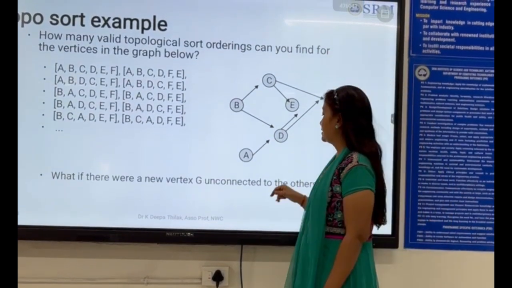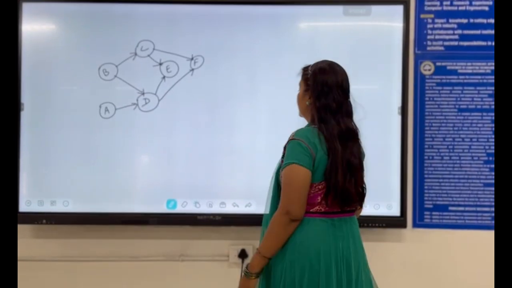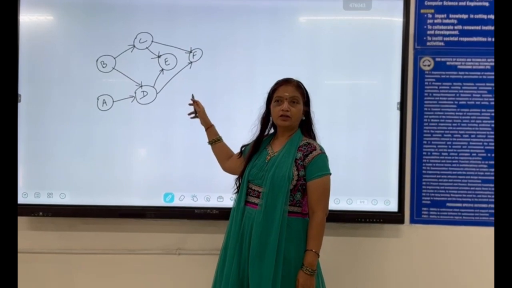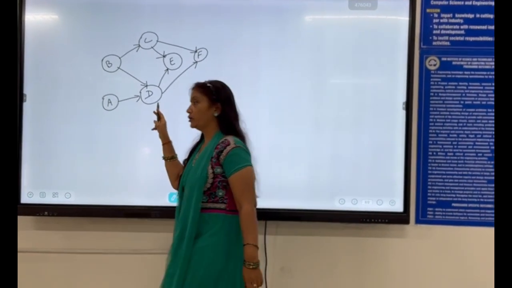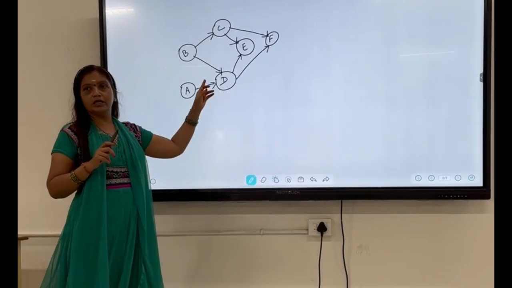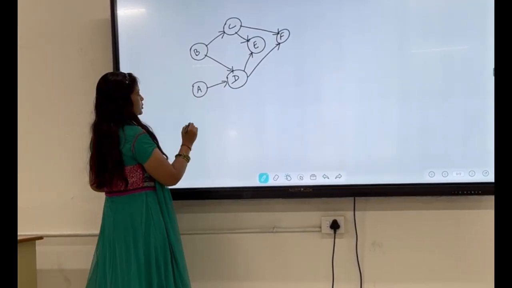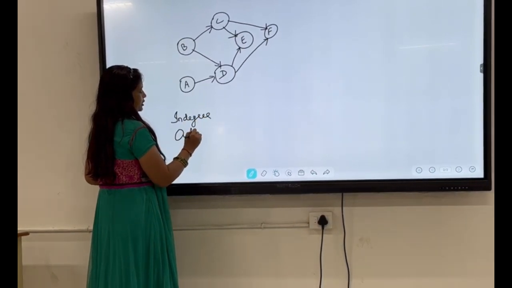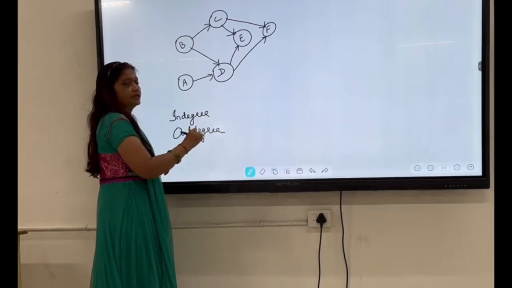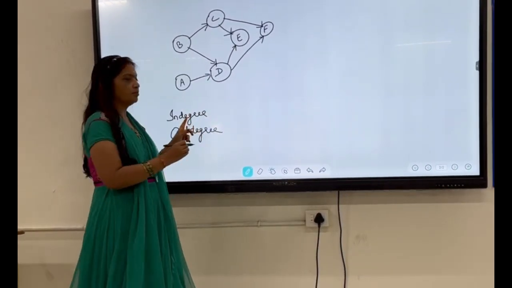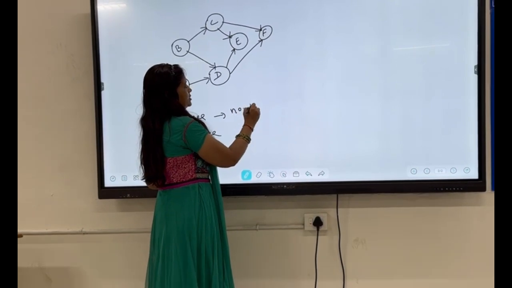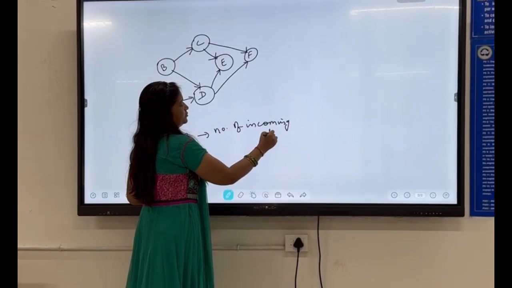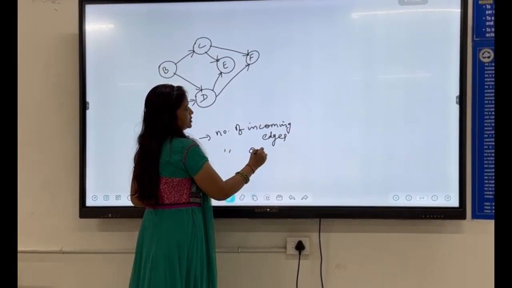Now for this example, so take this example. For this directed acyclic graph, I am going to find the topological sort. First we have to know about the in degree and out degree for a vertex or a node. In degree means the number of incoming edges for a node, and out degree means the number of outgoing edges.